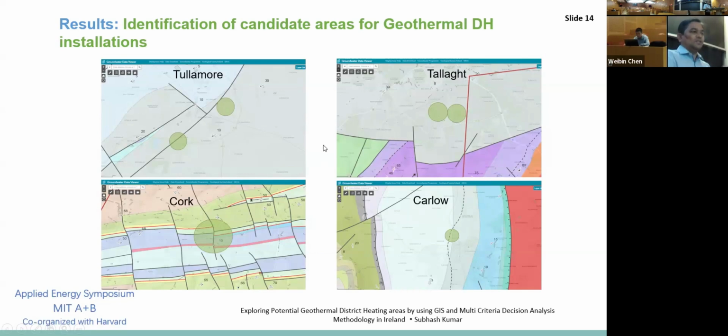Basically, the different locations are Tullamore, Tallaght, Cork and Carlow. These are the 4 locations, but as I said, we are interested in 10 locations. So we are talking about the other 6 locations, and we are going to develop those as well. So there are 10 locations where we want to develop district heating systems by using geothermal energy.